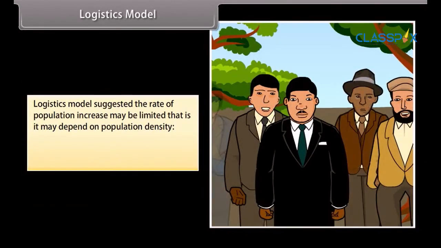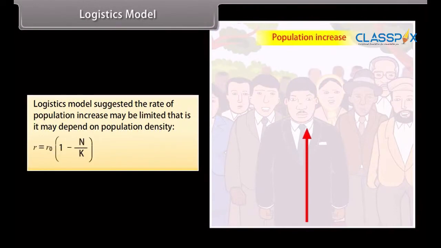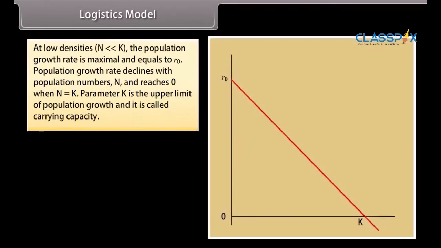Logistic model. The logistic model suggests the rate of population increase may be limited, that is, it may depend on population density. r equals r0 times (1 minus N by K). At low densities, that is, N is much less than K, the population growth rate is maximum and equals r0. Population growth rate declines with population numbers N and reaches 0 when N equals K.